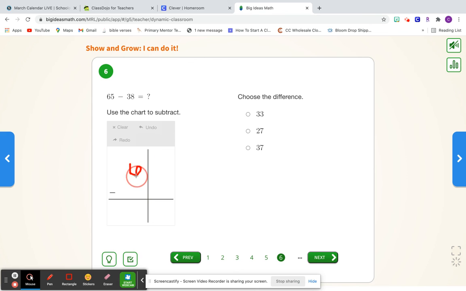And 65 minus 38. 5 minus 8 we cannot do, so we have to come over here and regroup. We're going to take a 10, so that leaves us with 5 tens left. 10 plus 5 is 15. 15 minus 8 is 7. 5 minus 3 is 2.